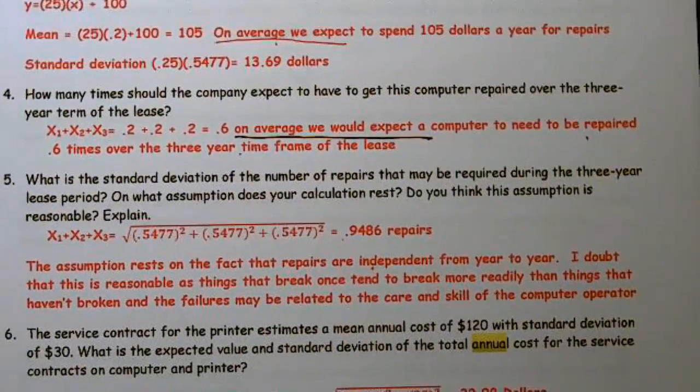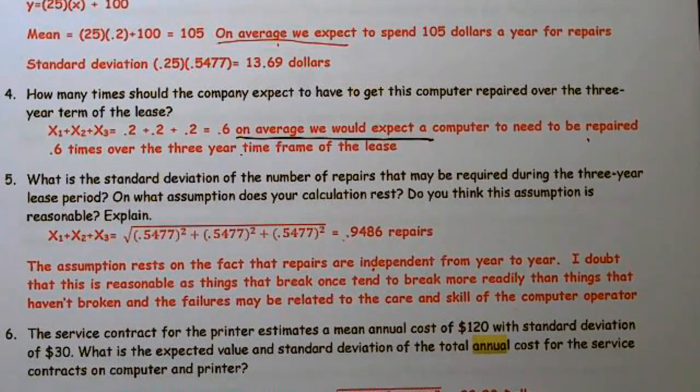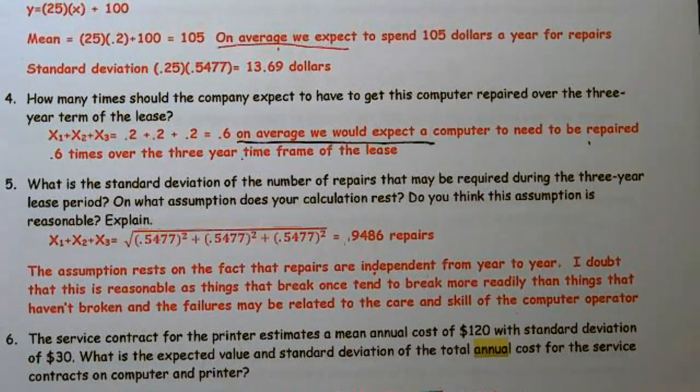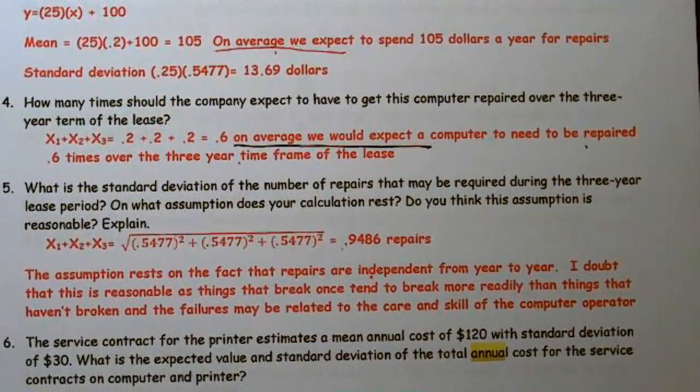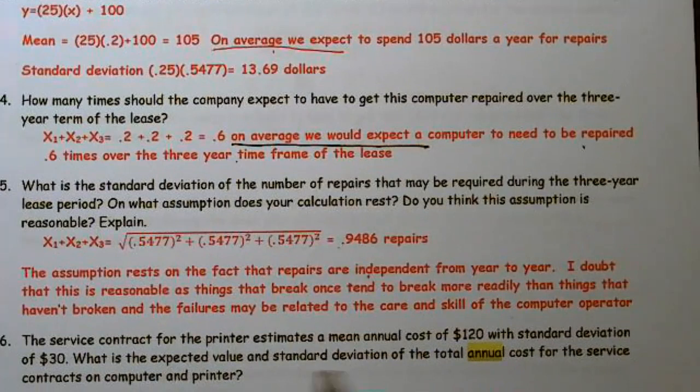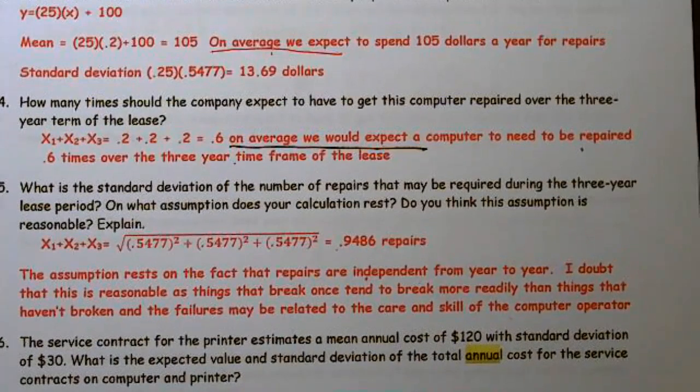The service contract for the printer estimates a mean annual cost of $120 with a standard deviation of 30. What is the expected value and standard deviation of the total annual cost for the service contracts for the computer and printer? Okay, so we need to sit there and think about things. All right, and they're asking for what is the mean annual cost. So we need to calculate that out.